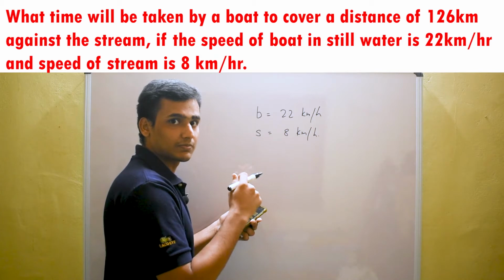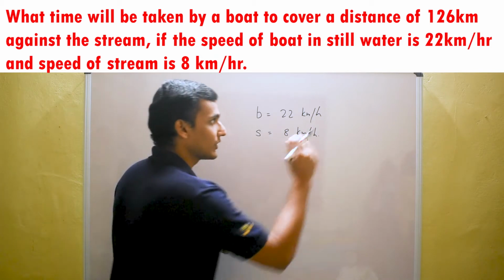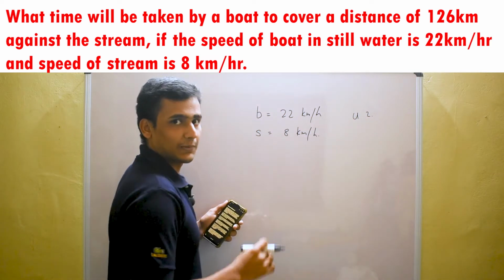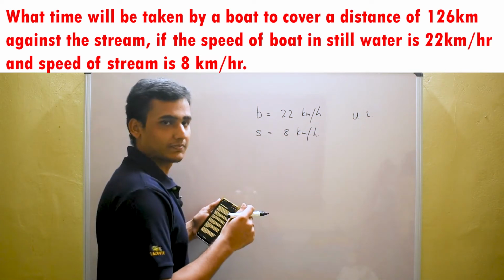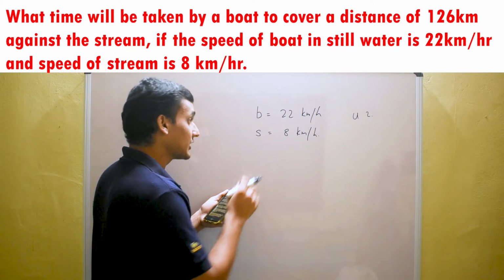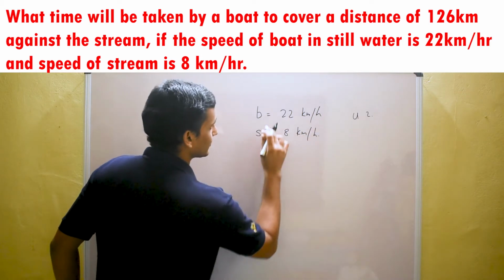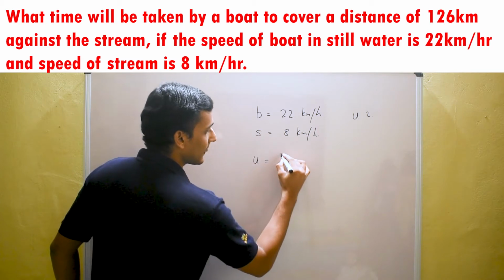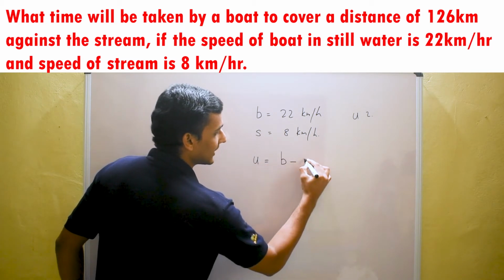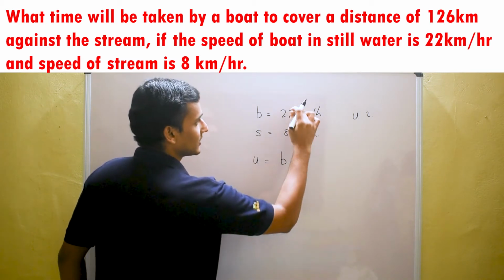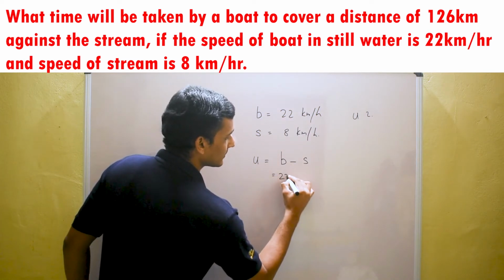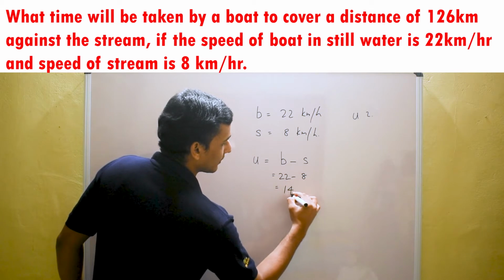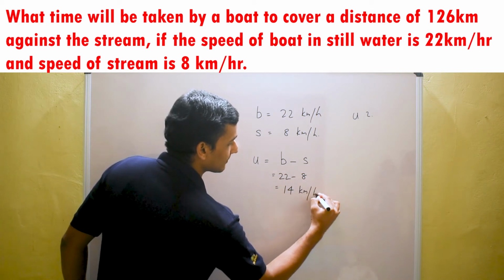Against the stream means upstream. I've already discussed this concept in the earlier video. Upstream means against the stream. So we need to find the upstream speed U. For that, you know that upstream speed U is equal to speed of the boat minus speed of stream. So 22 minus 8 is equal to 14 km per hour.